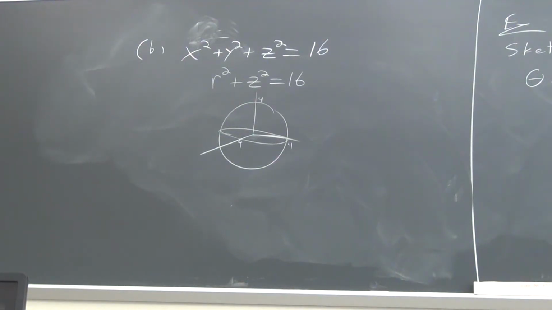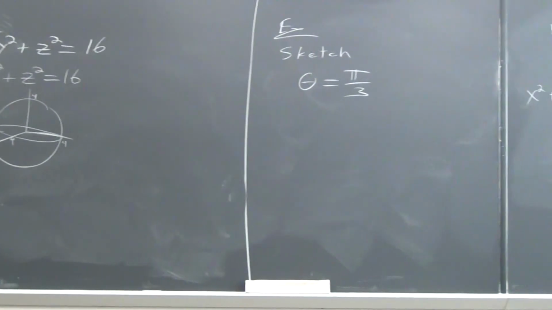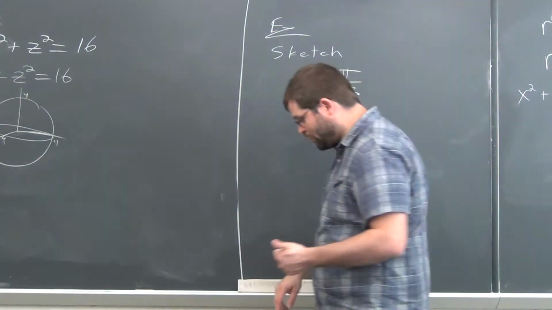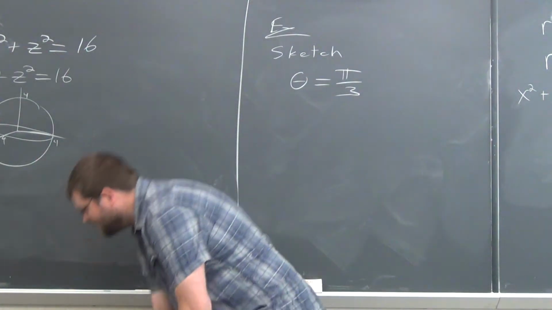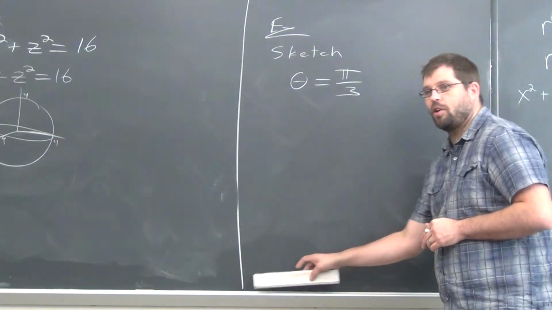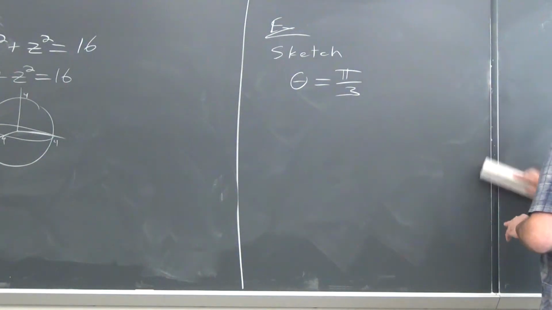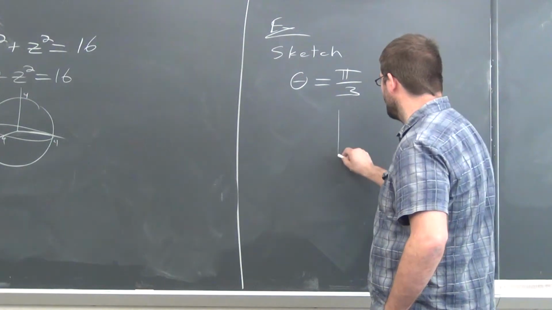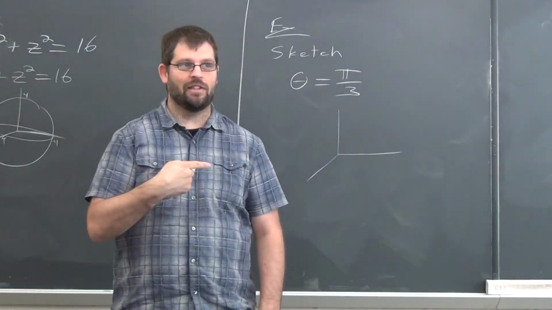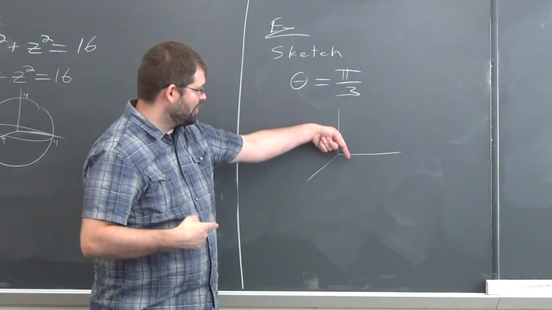Last thing for cylindrical coordinates. What is this? Okay, I agree, but we will do the conversion to rectangular coordinates here in a second, but let's sketch it without any of that. So we just think about what this represents. So our angle is pi over 3. What's that? 60 degrees. Your angle is 60 degrees.